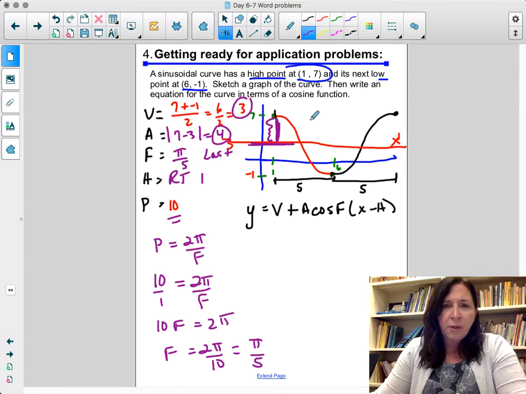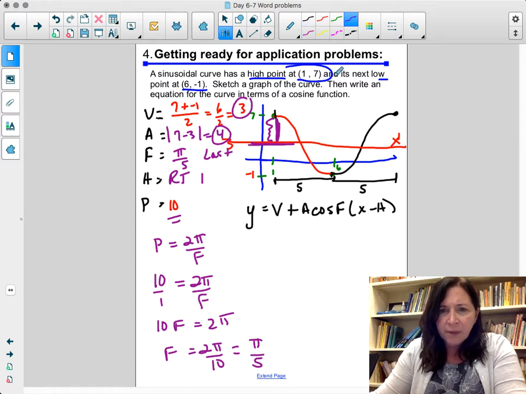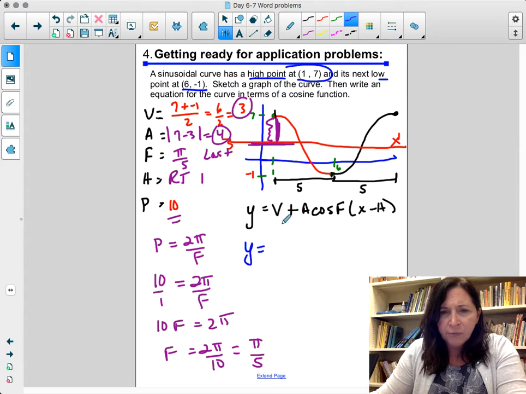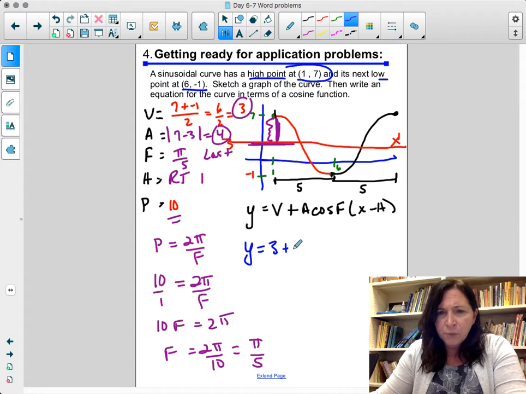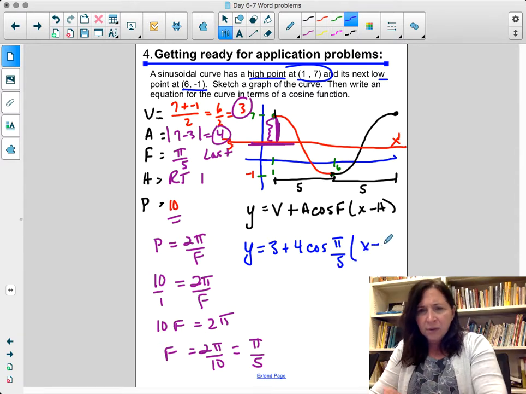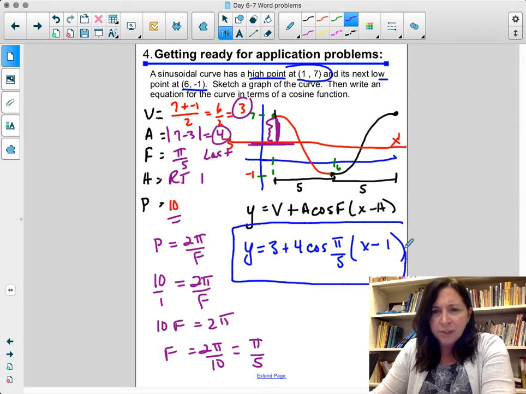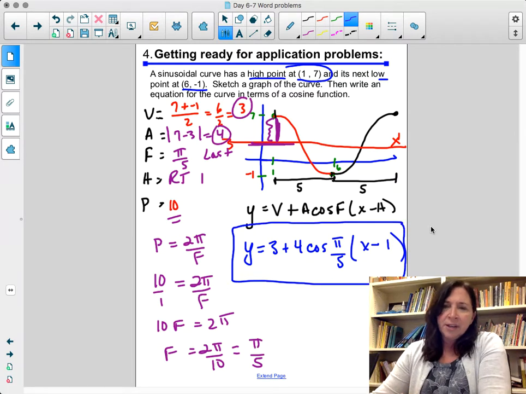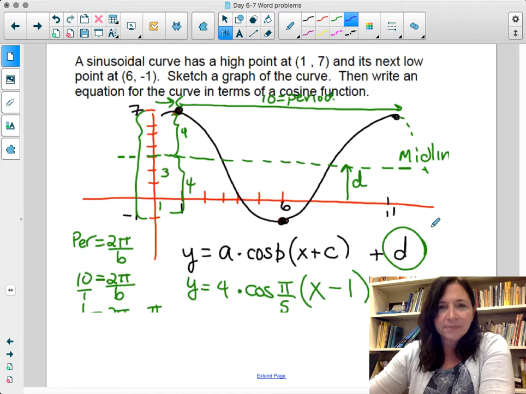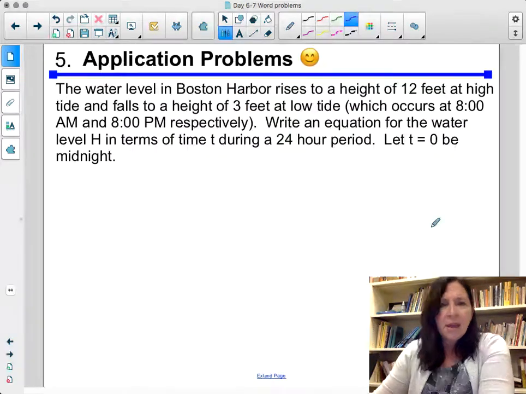Cool. So now we have all the ingredients for our graph. And so my final graph is going to be y equals my vertical shift, which is 3, plus my amplitude, which is 4, cosine, frequency, pi over 5, times the quantity x, if I'm going to the right, minus 1. So here's my new sinusoid equation. See, that really helps. All right, next problem. Oh, that's the same problem.